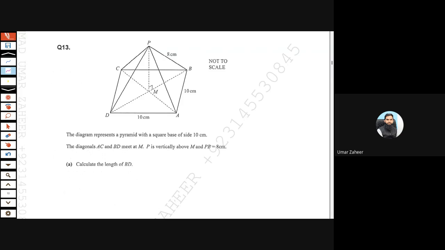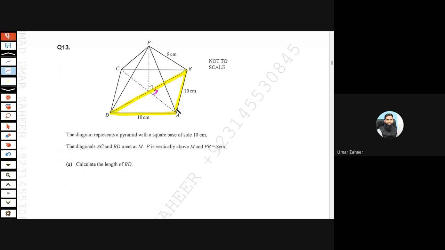The diagram represents a pyramid with a square base of 10 centimeter. The diagonals AC and BD meet at M. And I told you, if you have a square base, the diagonals of a square always meet at the center, meaning they bisect each other and perpendicularly bisect. Meaning DM will be equal to MB and MA is equal to MC. And second thing, they make a 90-degree angle. We have to calculate the length of BD. So it's very simple. We just need to focus on this triangle.